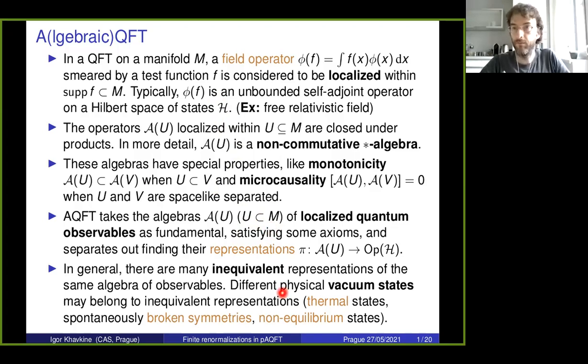That is necessary under some conditions, because physically inequivalent representations of the algebras of observables could correspond to distinct physical situations. So, for example, zero temperature vacuum states could belong to inequivalent representations compared to thermal states, those states at non-zero temperatures. Or, if you have a theory that has states with spontaneously broken symmetries, such states could belong to inequivalent representations compared to fully symmetric states. Or you can have non-equilibrium states, which may belong to inequivalent representations compared to equilibrium states.